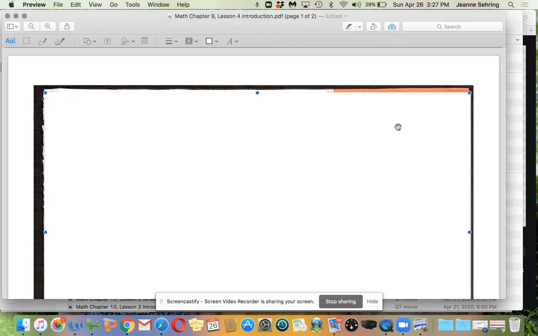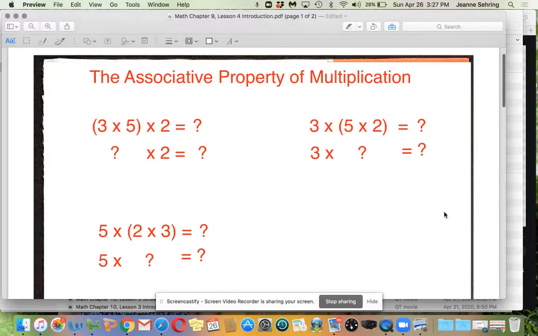The new property of multiplication is called the associative property of multiplication. Associative. Basically, it's the same thing as the commutative property, except now we're going to change the order of 3 factors. Today, we're going to have 3 factors in a multiplication problem instead of just 2. But the meaning is the same. It doesn't matter what order the factors are in. The answer, the product, will be the same.